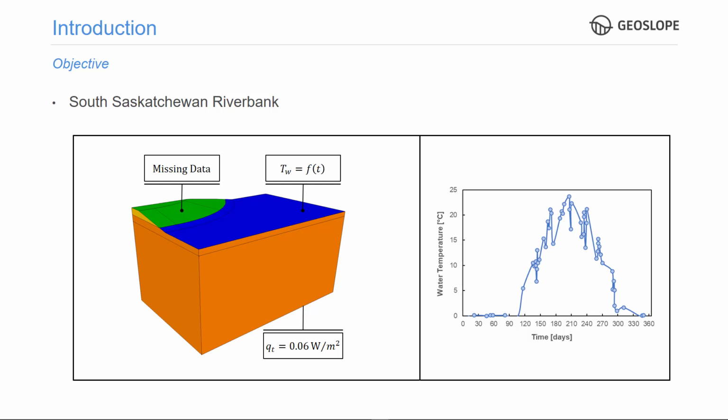As is often the case, we're going to assume that the geothermal heat flux at the bottom of the domain is equal to 0.06 watt per square meter, or 6 × 10^-5 kilojoules per second per square meter. As shown on the right-hand side of the slide, the water temperature has been measured at the site and generally increases from near zero in wintertime to approximately 25 degrees Celsius in summertime.